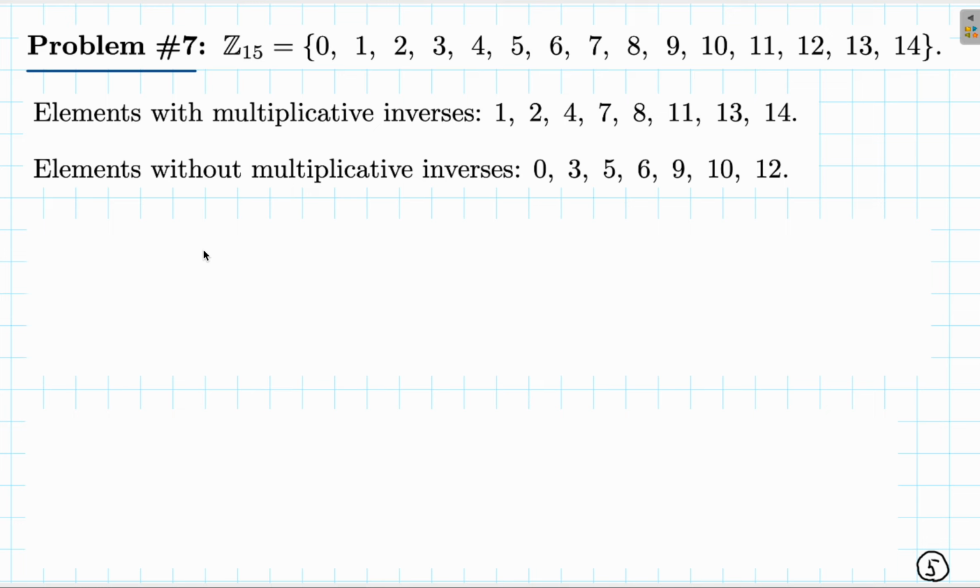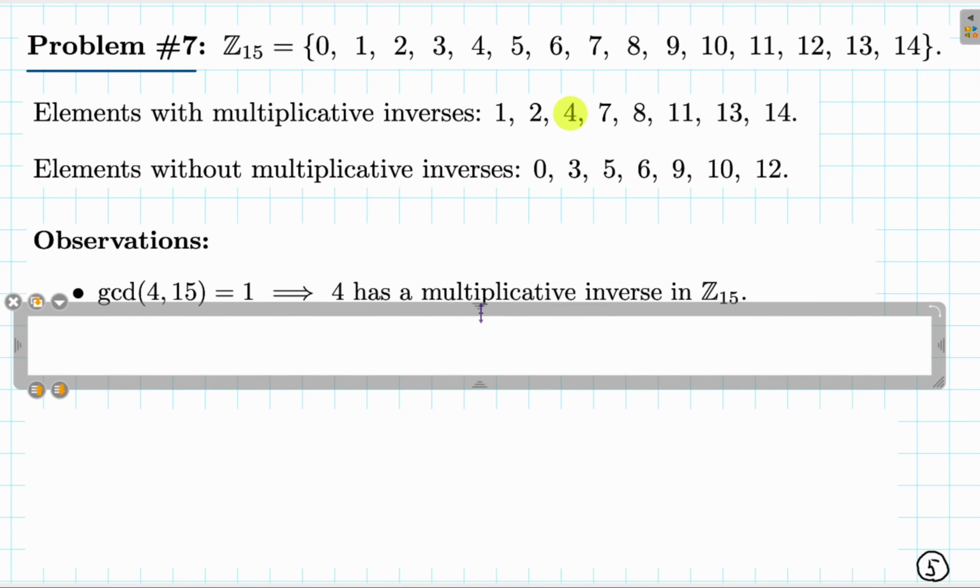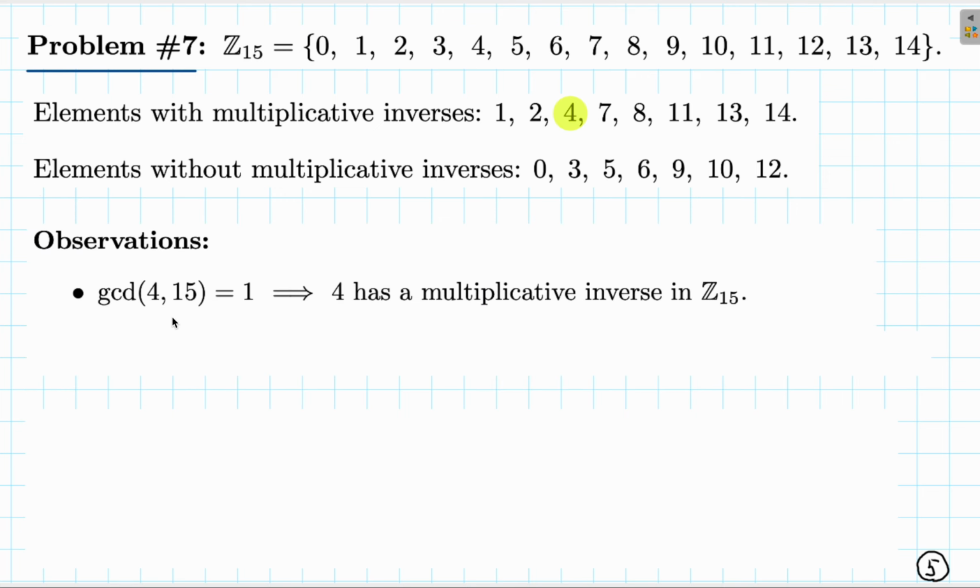And so let's see. Well, if we think about 4, for instance, we realize that 4 and 15 are relatively prime. They do not share any common factor besides 1. And then we saw that 4 has a multiplicative inverse in Z15. What about the other elements in this row? What about 8? Well, 8 is also relatively prime to Z15. 13 is relatively prime. In fact, all of these are relatively prime to Z15, which is much easier to determine than actually finding their multiplicative inverses.